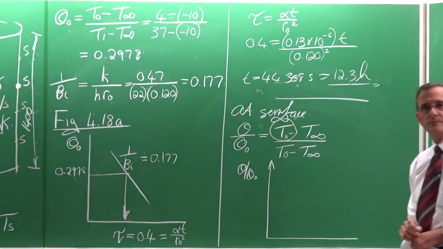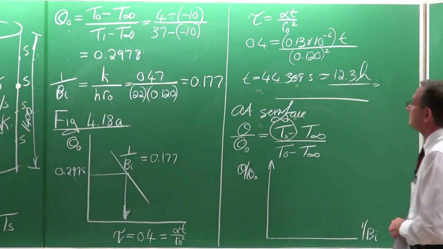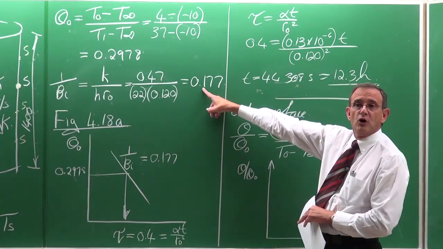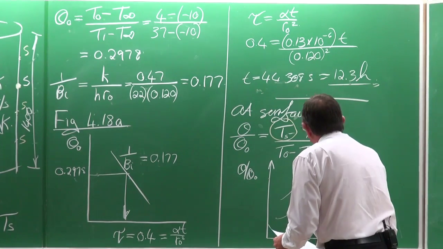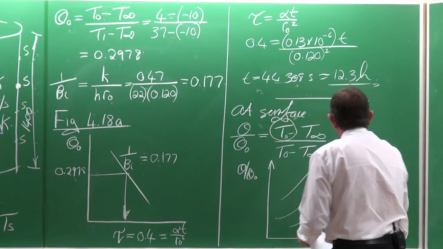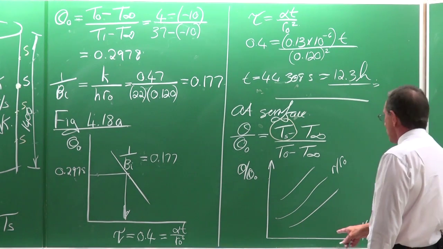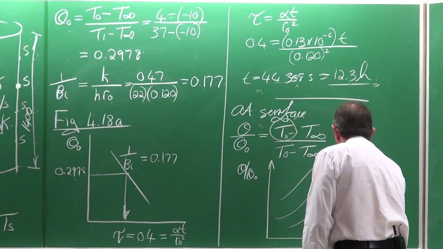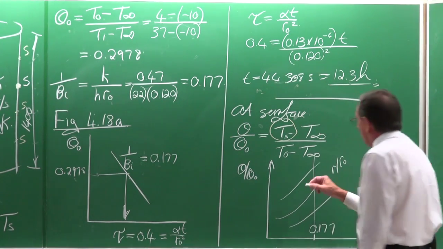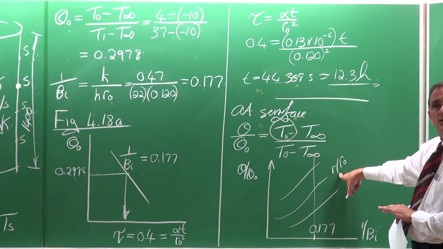by theta 0. On this axis, you've got 1 divided by the Biot number, and we already have 1 divided by the Biot number. You see that? And there are different graphs for R divided by R0. So 1 divided by the Biot number is equal to 0.177. Then we need to get the right graph. So R divided by R0 is what we should get.